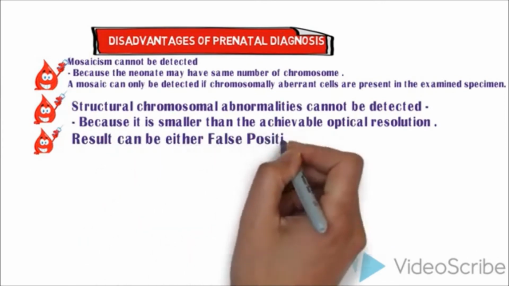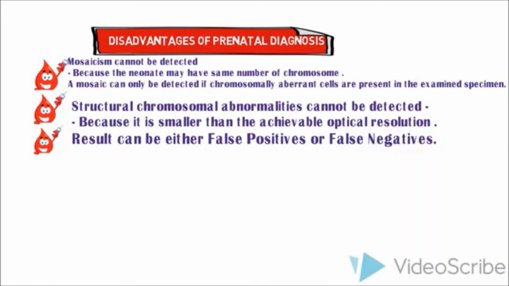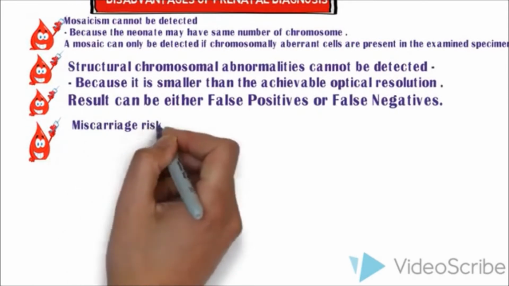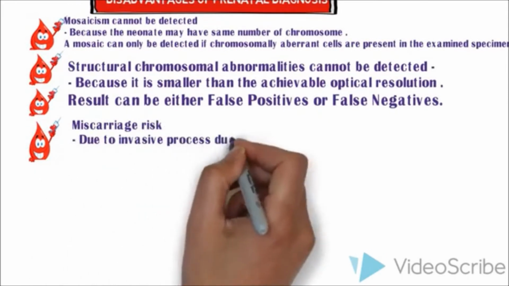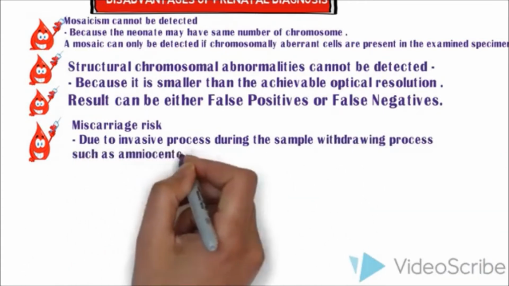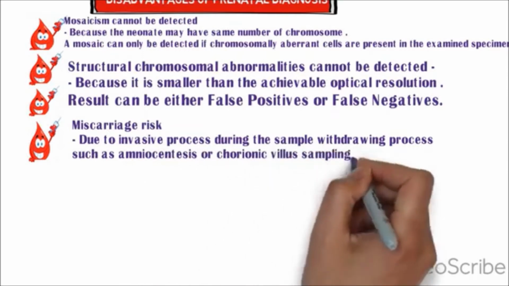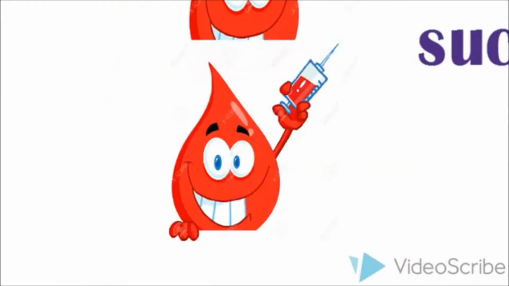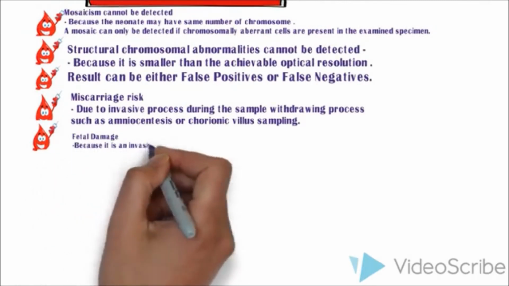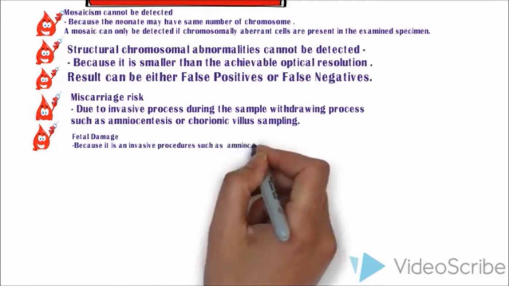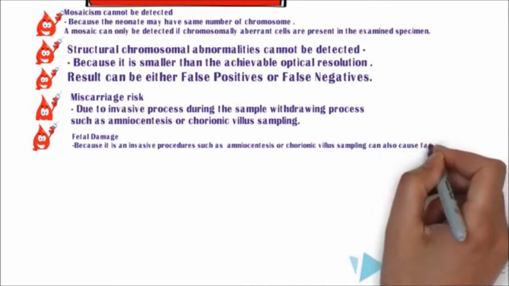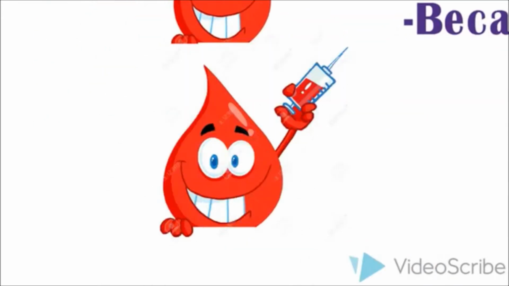The third one is that the result produced can be either false positive or false negative. The fourth disadvantage is that the pregnant woman may have a miscarriage. It is due to the invasive process during the sample withdrawal, such as amniocentesis or chorionic villus sampling. And it can also cause fetal damage. The reason is that invasive procedures such as amniocentesis or chorionic sampling can cause harm to the fetus.